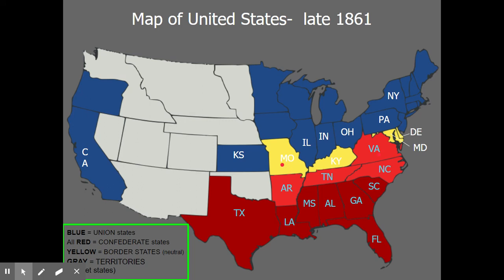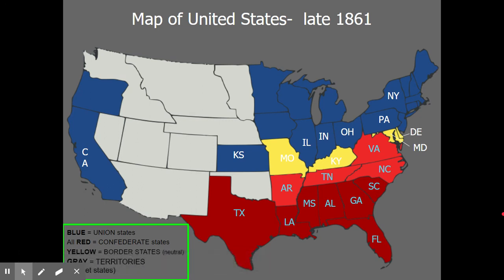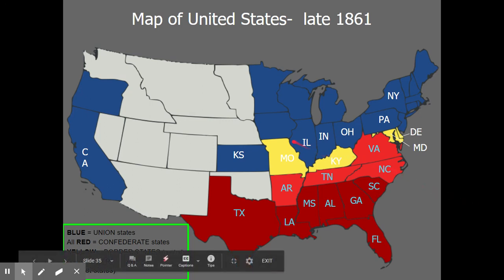And then notice that Missouri and Kentucky and Delaware and Maryland, those are all in yellow. And that's because they were border states. They're called border states, and they were neutral, meaning they did not secede, but they did not formally become a fighting part of the Union. They wanted to stay out of the war and remain neutral. And then over here, these are all still territories. They're not officially states, and so therefore they're not officially part of the war.